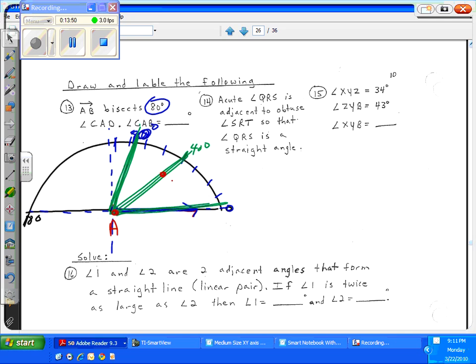And so we could have this ray, ray AB, that bisects angle CAD, and we would know that these were both 40 degrees. And so angle CAB, this angle, is 40 degrees. Okay?